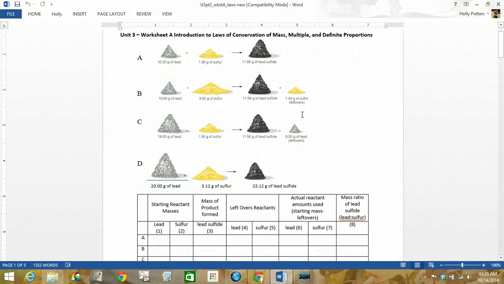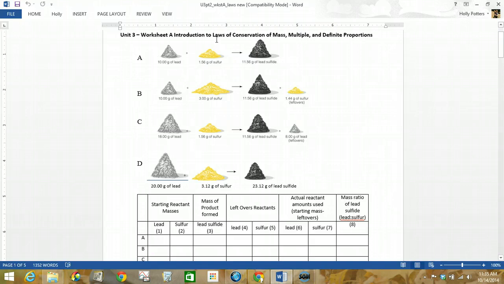The other thing that we saw was this law of definite proportions or constant composition. So when I have a certain compound forming, such as lead sulfide, even if I don't have the same mass of lead sulfide formed each time, the ratio of the masses of the elements making it up, so the lead and the sulfur, the ratio of their masses is always going to be the same thing. And so that's what the law of definite proportions tells us.